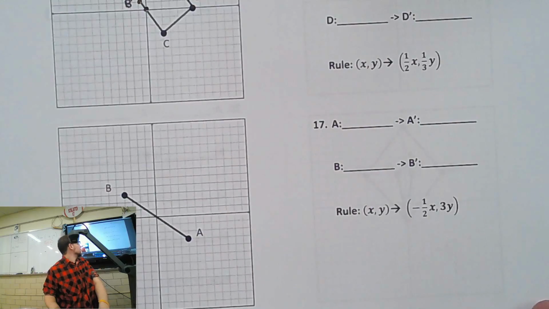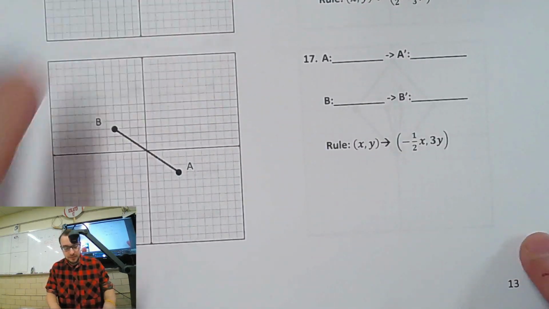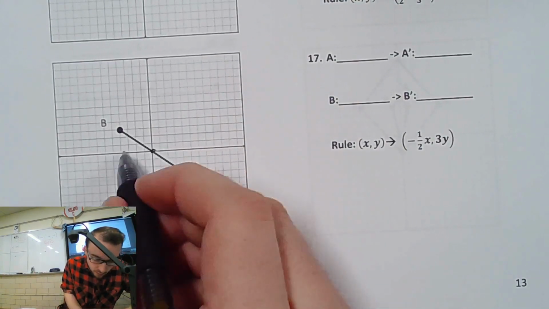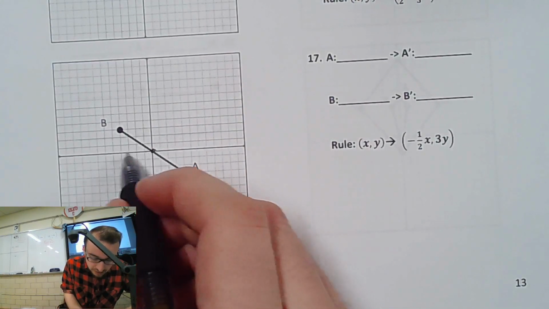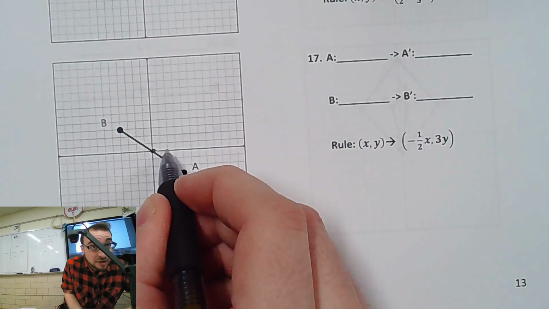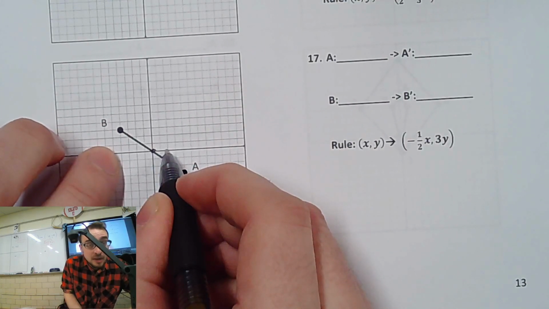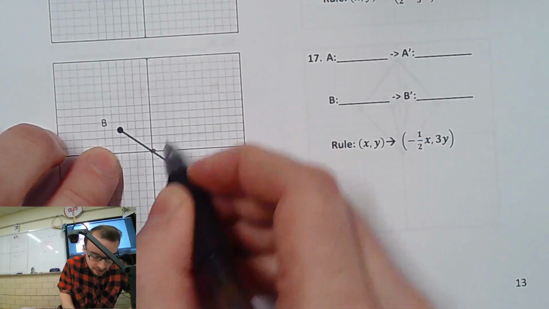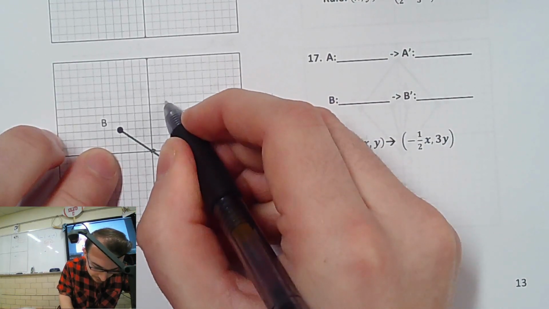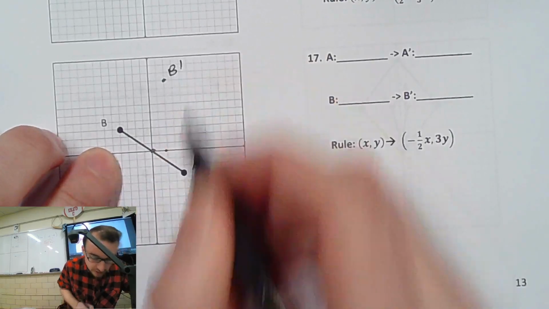17. It's going to shrink in some ways and grow in others. So, negative a half. How far is B away from the origin horizontally? 4. When we have that, it's going to be 2, but we've got to negate it. So now B is here horizontally. We're not going to mark that yet. How far is B apart vertically? 3. So when we triple that, how far is it going to be apart? 3, 6. B prime is going to go there.